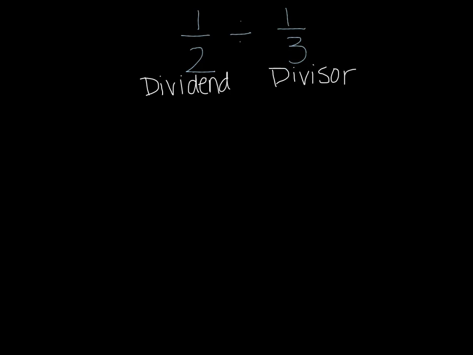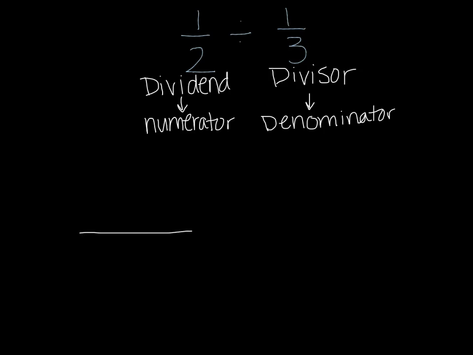We also know that the dividend is the same thing as a numerator in a fraction, and the divisor is the same thing as the denominator. So what we're going to do is rewrite this expression in the form of a fraction. I'm going to write my numerator as 1/2 and my denominator as 1/3. I think we can all agree that this fraction is crazy, and we need to simplify this somehow.